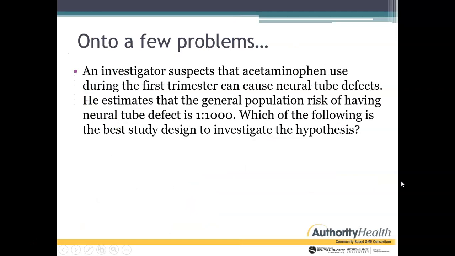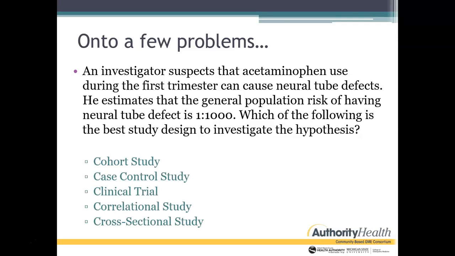All right, we're going to go on to just a few problems, and then we're done with the lecture. So the first one, an investigator suspects that acetaminophen use during the first trimester can cause neural tube defects. He estimates that the general population risk of having neural tube defect is 1 in 1,000. Which of the following is the best study designed to investigate the hypothesis? And we talked about these. So this is a rare condition. And so the best thing to do is case control. Remember, looking at, so you have your outcomes, and then you're going to go back and look at your exposures.